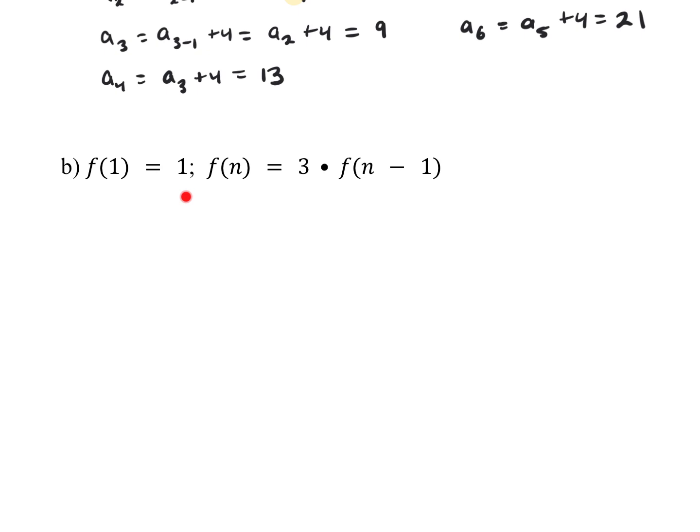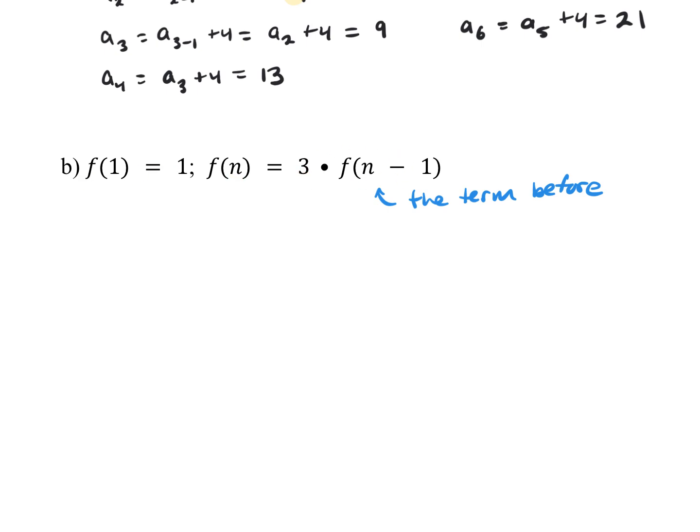Now let's look at this one. This is also a recursive rule. It's just written a little differently. Instead of saying a sub n, it says f of n. So f of n equals 3 times f of n minus 1. This means the term before. So I'm simply taking the term before and multiplying it by 3 to get to the next term.